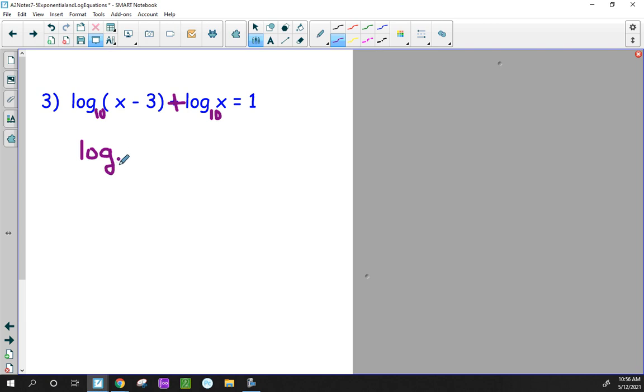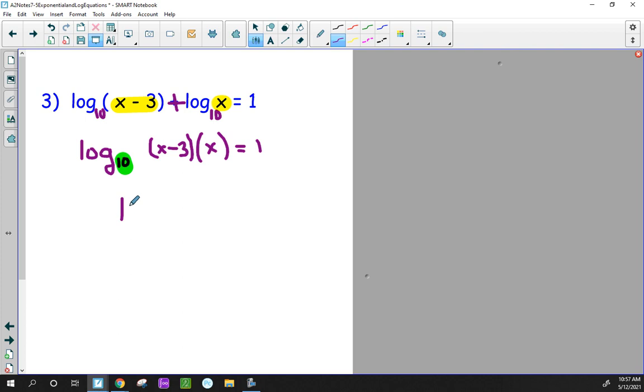So I'm going to do log base 10 of x minus 3. Remember, when you see addition in the log properties, it means multiplication. So I need to multiply the pieces here. I need to multiply x minus 3 times the x. Alright, next, in order to solve for x, I need to get rid of the log, so we're going to convert log to exponential. So you're going to take your base of 10.